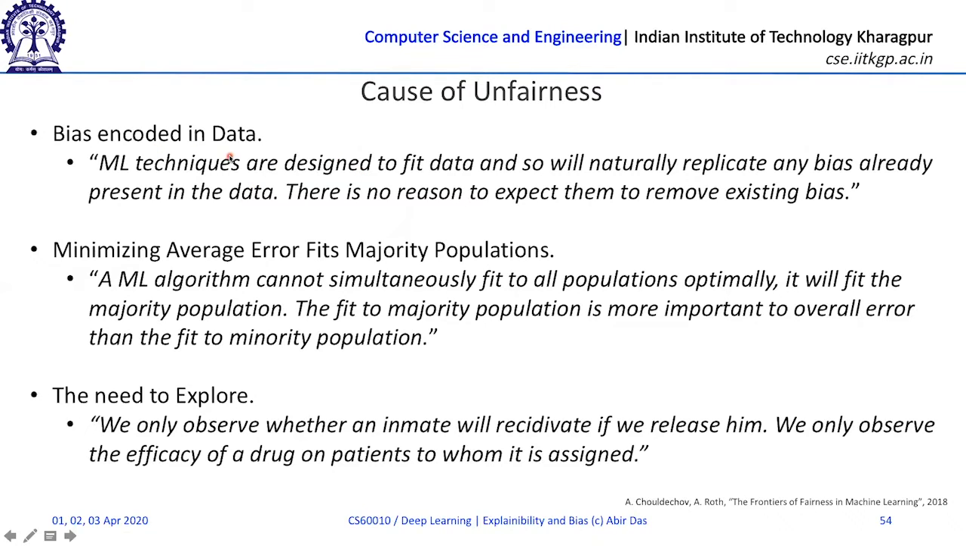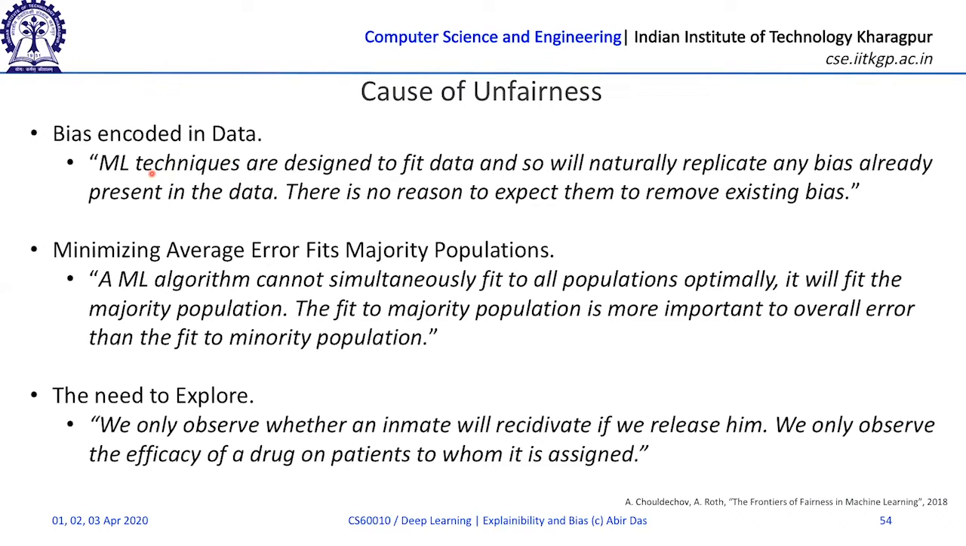One is bias encoded in the data. There are already biases in the data, such as social prejudices and so on. Sometimes some data is not easily available, and that makes the data biased towards the data that is easily available.